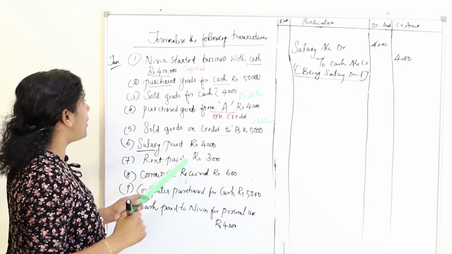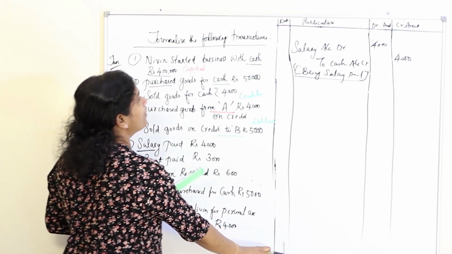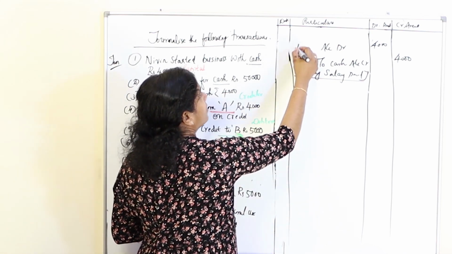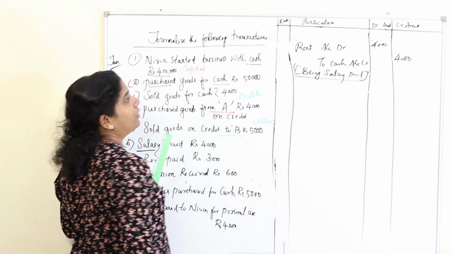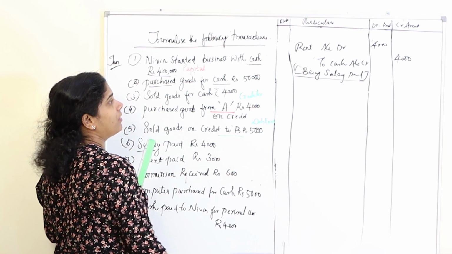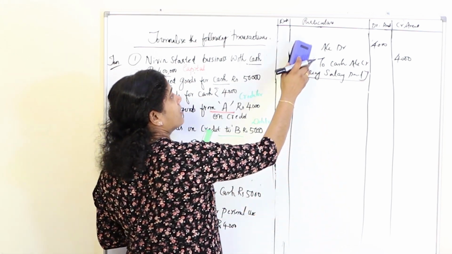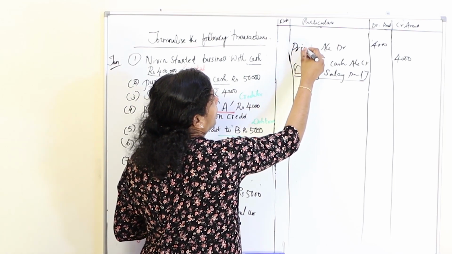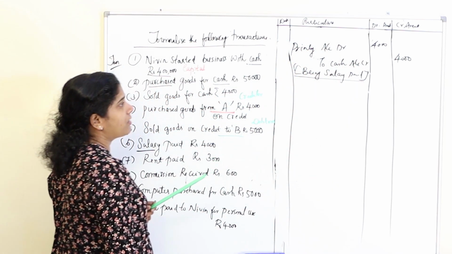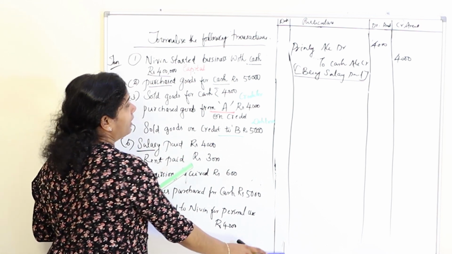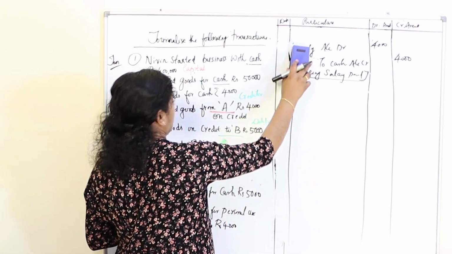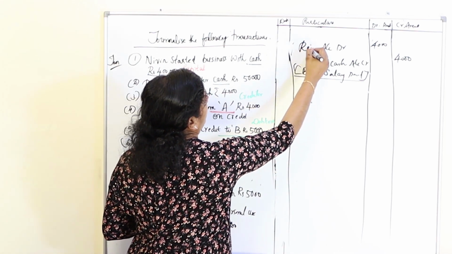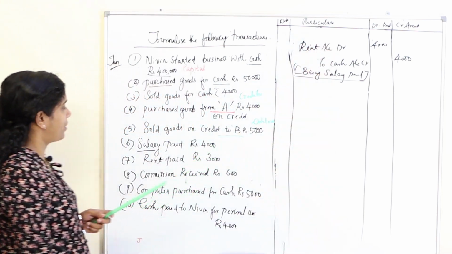Okay, next is rent paid. Same, see, instead of salary, rent will come. So rent account debit to cash. Printing and stationery purchased. So we can write printing and stationery account debit to cash. So the expenses are like this. So here I will write rent account debit to cash.